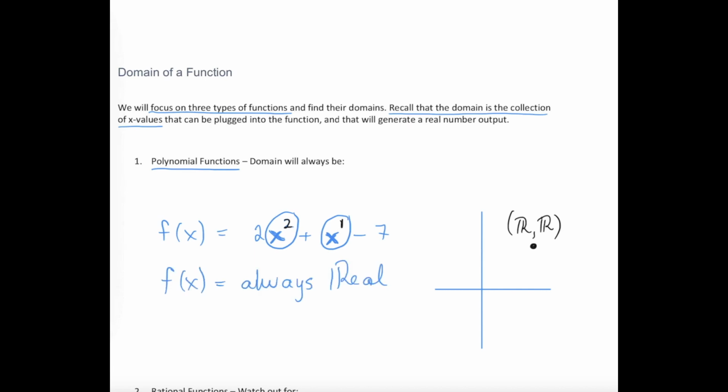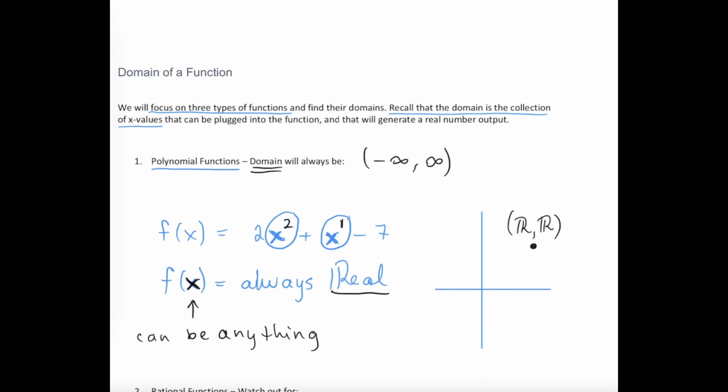So what that means for us is that the output on a polynomial is always going to be real, and that tells us that this x value can be anything. Any real x value is going to cause an output that is real, and therefore the domain, which is the collection of all the x values, is always going to be negative infinity to positive infinity.